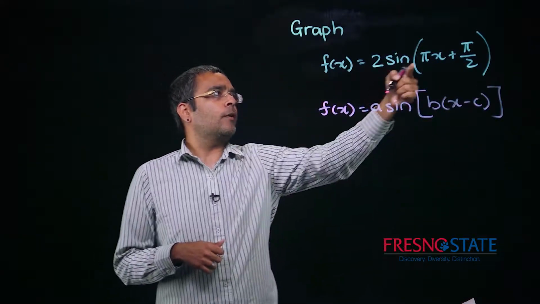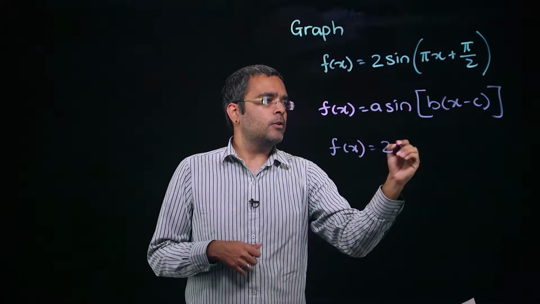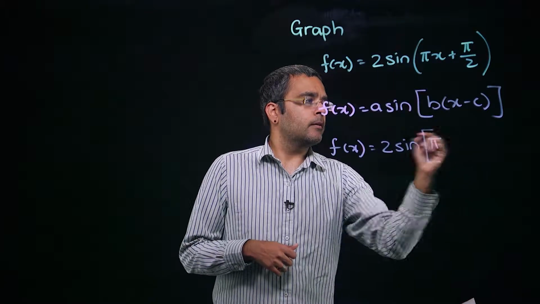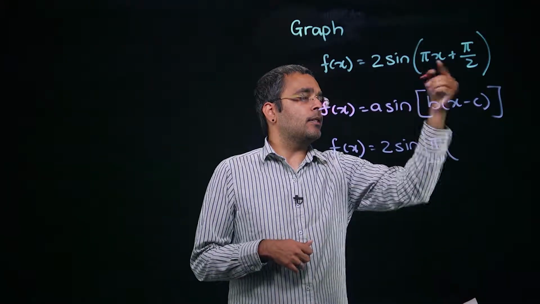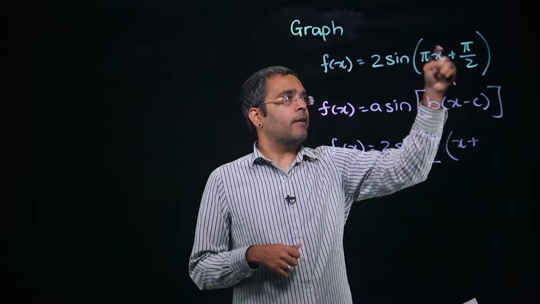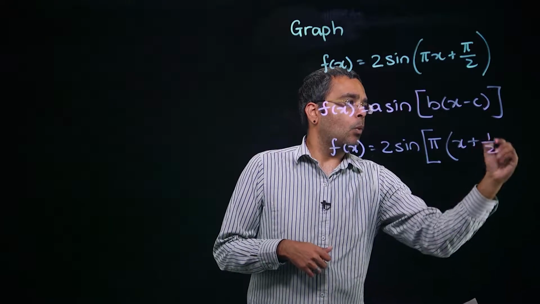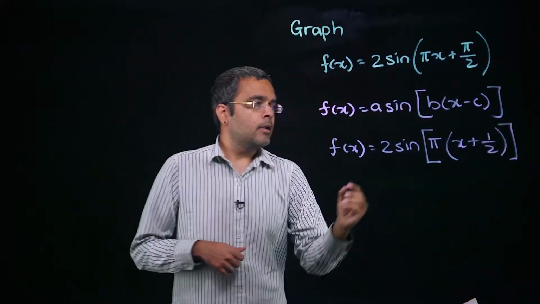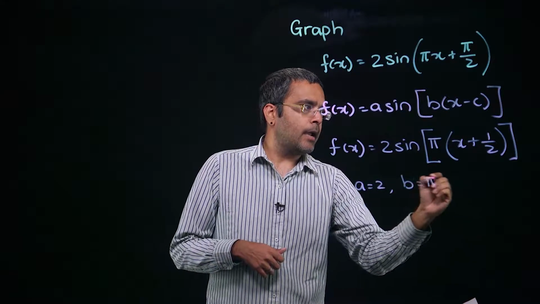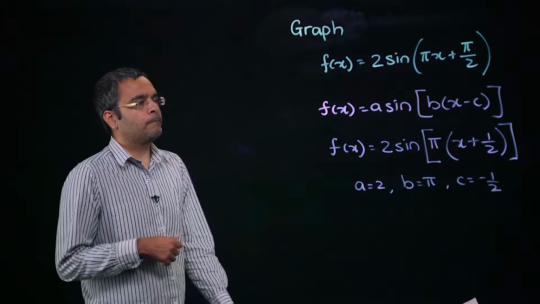So to do that, I'm going to go ahead and factor out the pi. That gives me f(x) = 2 sin, and factoring out the pi leaves me with (x + ...). Remember, factoring out is just like dividing, so if I divide this by pi, I get x. If I divide this by pi, I'm left with 1/2. Okay, so here a is 2, b is pi, and c is negative 1/2.